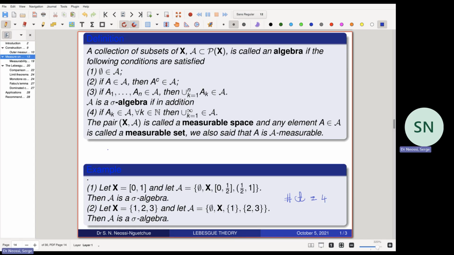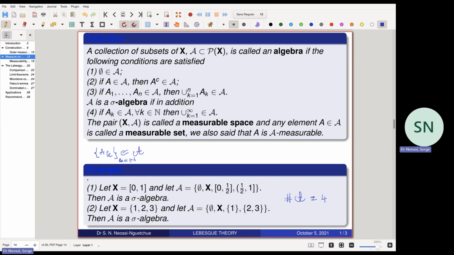In other words, what I'm saying is that for a countable union, if you take a sequence like this, A_k, a sequence of subsets of A. Sequence means that for k here, we have infinitely many. But because A is finite, it has finitely many elements.